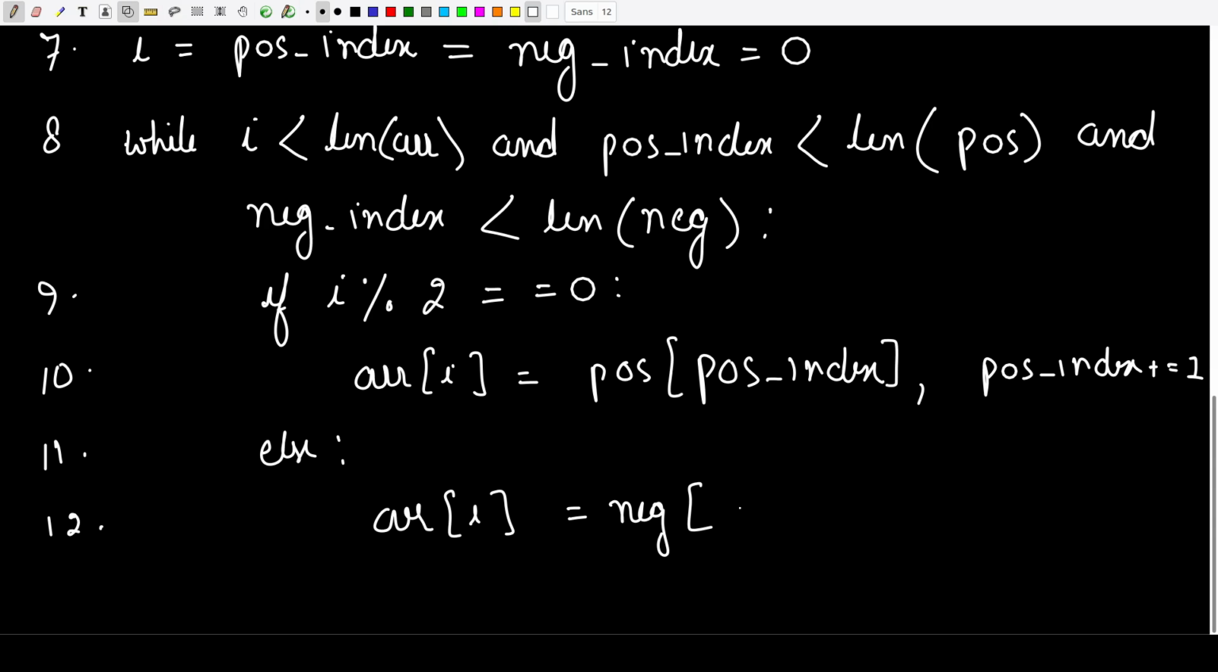Similarly, if it is an odd position, then we are going to take an element from the negative array. So negative index, and let's increase negative index by 1. And towards the end, we have to increase our i. And in this way, we will be able to arrange positive and negative elements alternately.